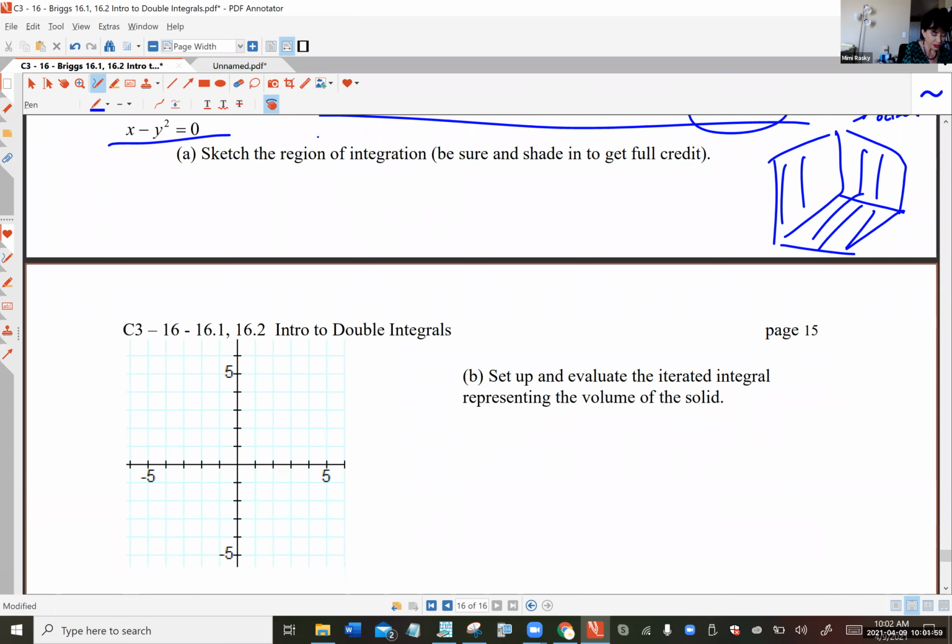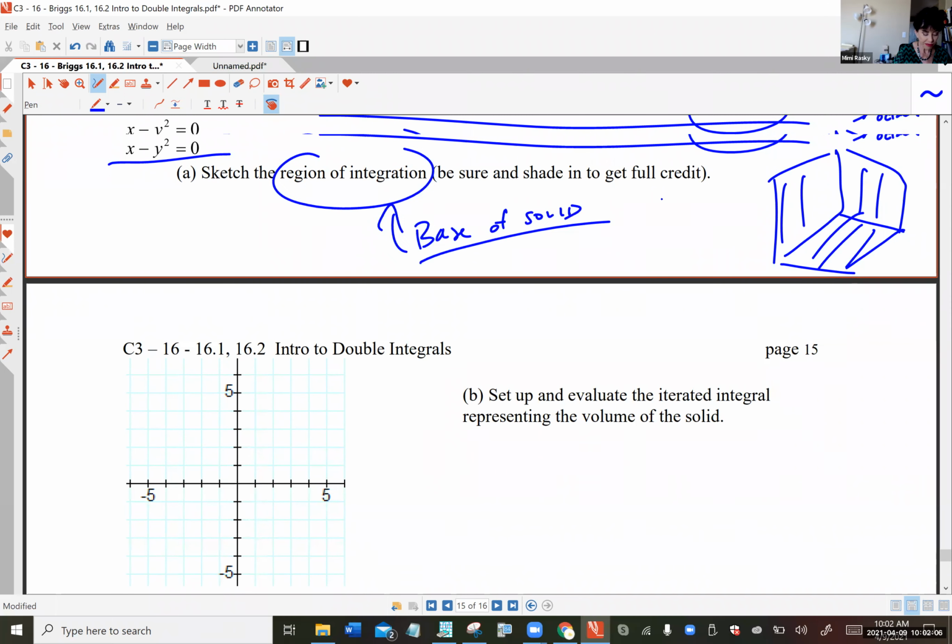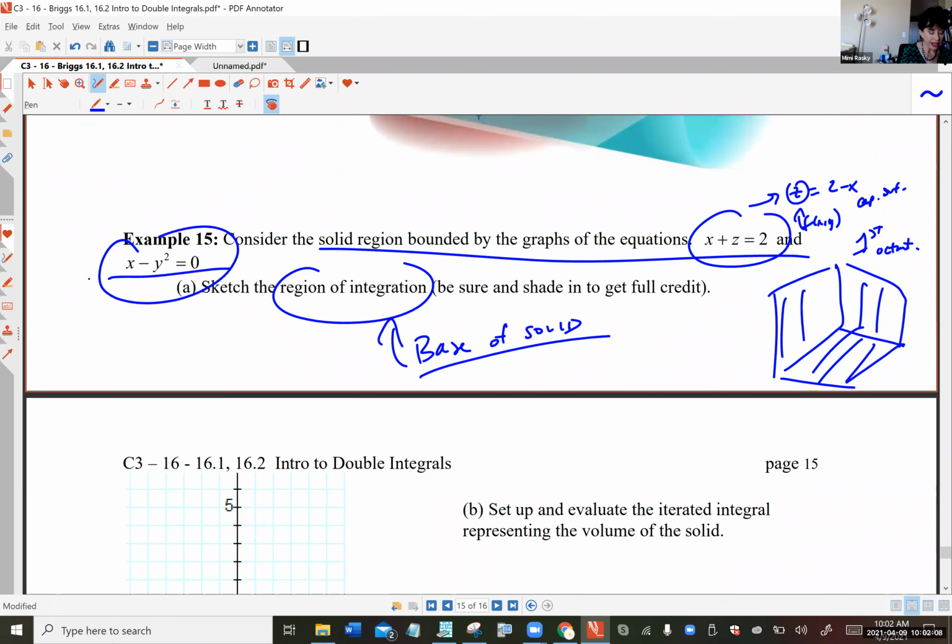So you're going to sketch the region of integration, which is basically what the base of your solid is going to be. Well, they did give you x minus y squared equals 0, which is actually a cylindrical surface. That's one of the walls of your solid.